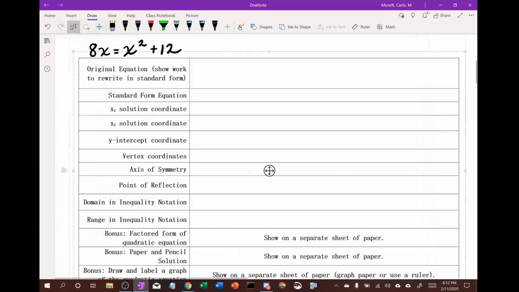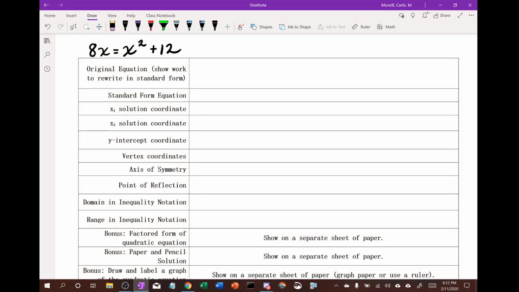This one looks a lot more like the problem we did in school. So I got 8x equals x squared plus 12. And if I just want to get everything on the left side of the equation, I'll subtract x squared and subtract 12 from both sides. Minus x squared minus 12. Cancel out the right side. Now I have negative x squared plus 8x minus 12 equals 0.